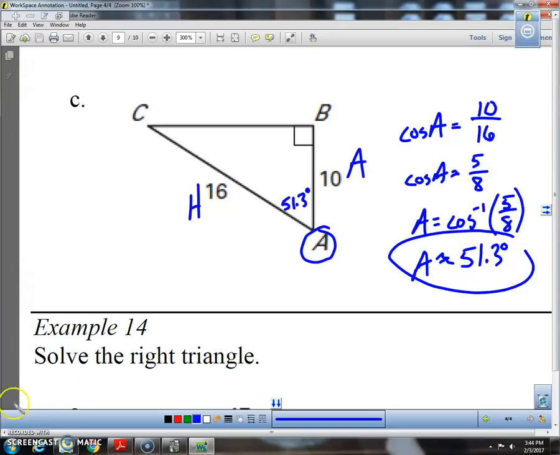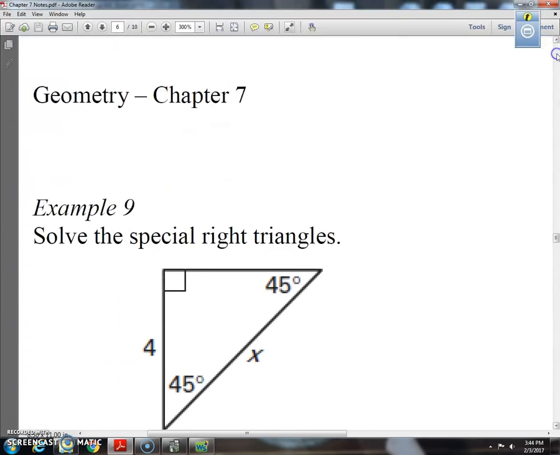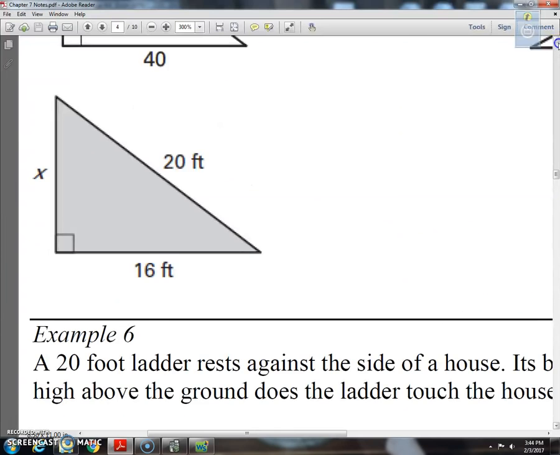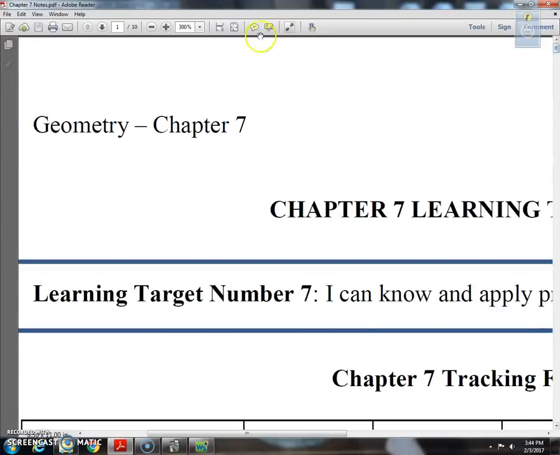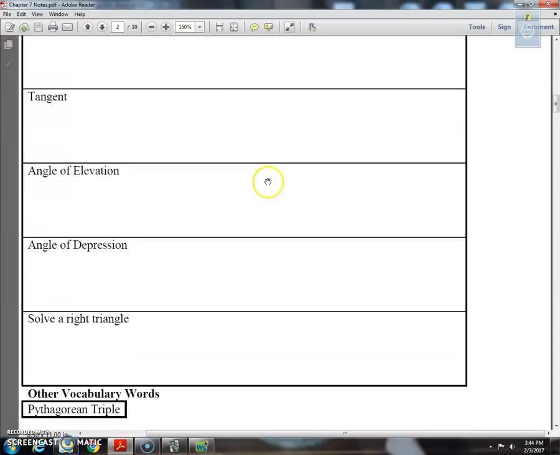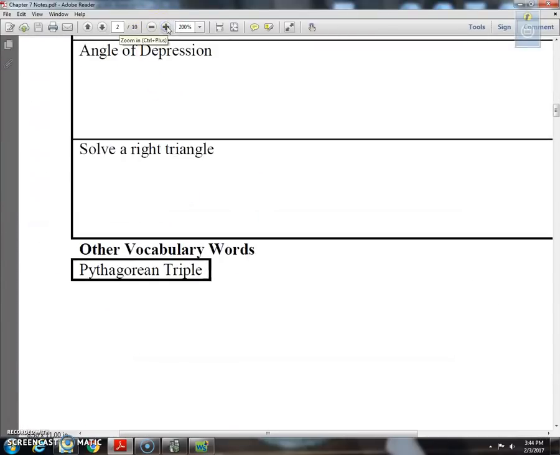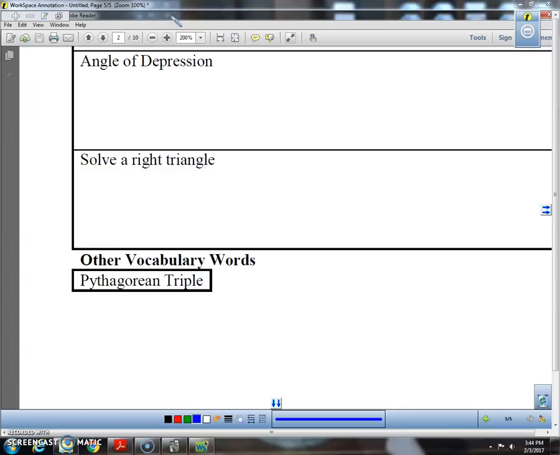Okay, now I'm just peeking down here at the directions. It says solve the right triangle. What does it mean to solve a right triangle? Well, glad you asked. It said way up here. Back to our vocab. To solve a right triangle means that we need to, well, what do you think we need to know?